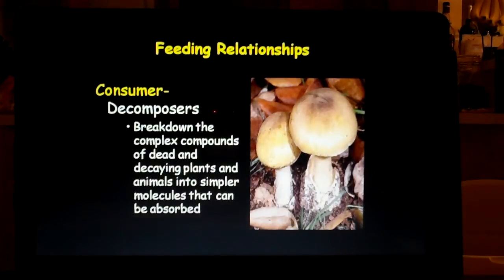Okay, and remember, we just talked about decomposers. Our fungi are a good example of our decomposers. They break down the complex compounds of dead, decaying plants and animals into simpler molecules. Now remember, when we talked about fungi, what did we say that fungi grow good in? Do you remember? Well, they grow good in manure. So, think about what that is.